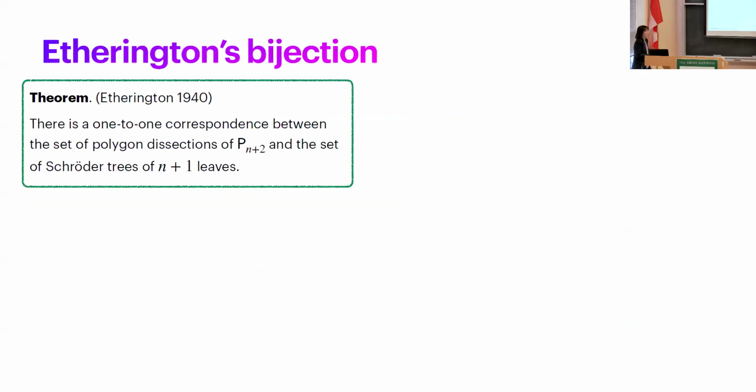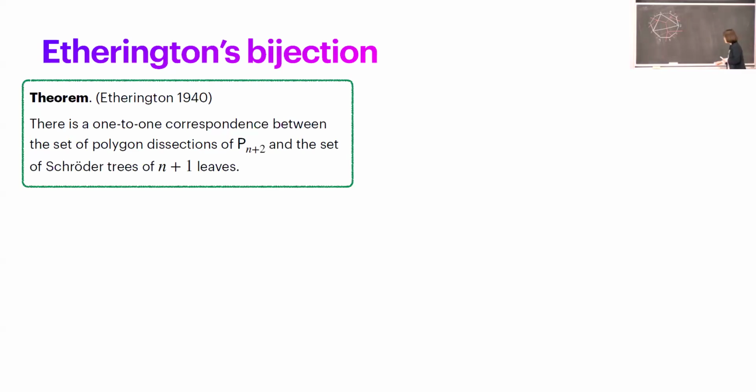Okay, now I'm going to explain Etherington's bijection. It's not difficult to see by a figure. We are drawing the Schroeder tree associated with this polygon dissection. We draw the root in the center of this polygon, and we draw the edge across the three sides, and then we get another vertex, and then we draw this, and then we draw this. So this is the tree associated with the polygon dissection.